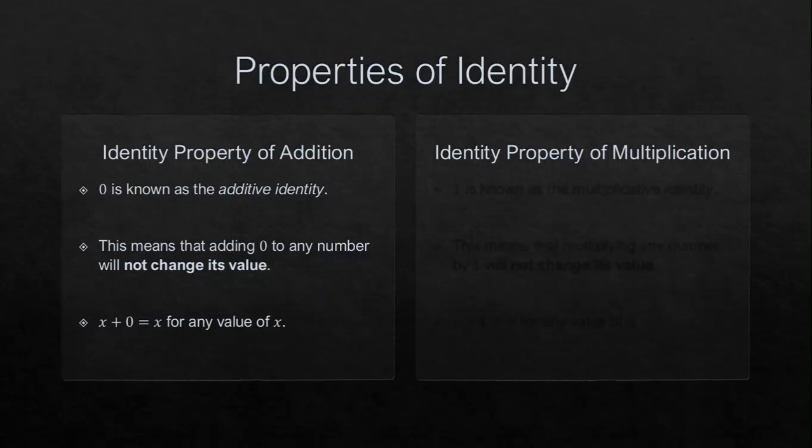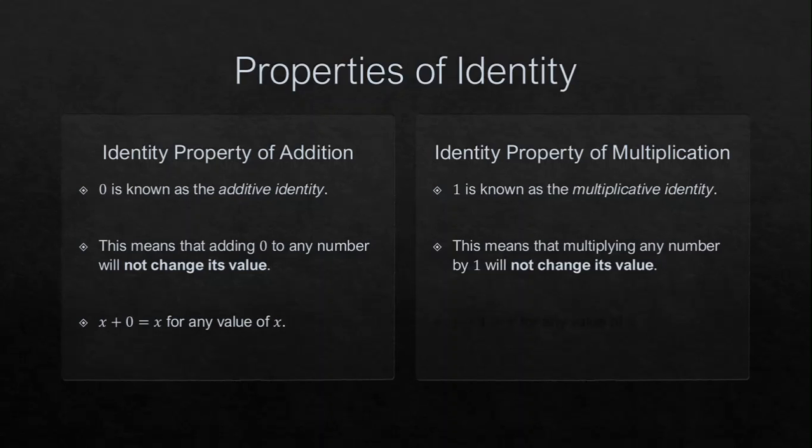And then on the right side here, we've got the identity property of multiplication. 1 is known as the multiplicative identity. This means that multiplying any number by 1 will not change its value. So if we've got y here, we can say that y times 1 is equal to y no matter what we put in for y. If we put in a 4, then 4 times 1 equals 4. If we put in a 7, 7 times 1 equals 7. So this is the multiplicative identity.